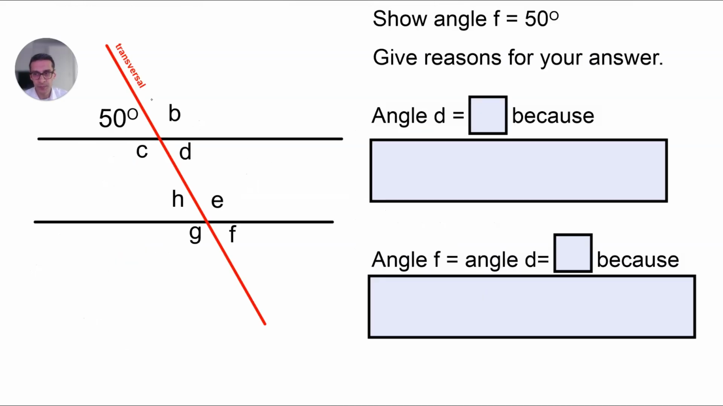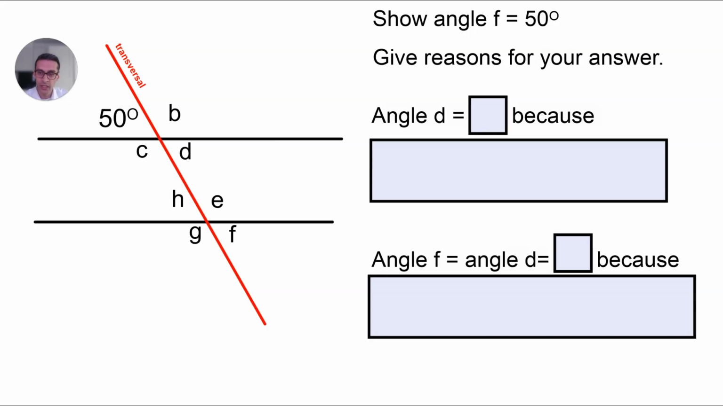Another example here, you can see the transversal is labeled in red. It says, show that angle F is 50 degrees. Now, this is not a corresponding angle. F and that 50 that's given to us do not correspond with each other. So what we need to do is work our way through this using the rules that we already know.